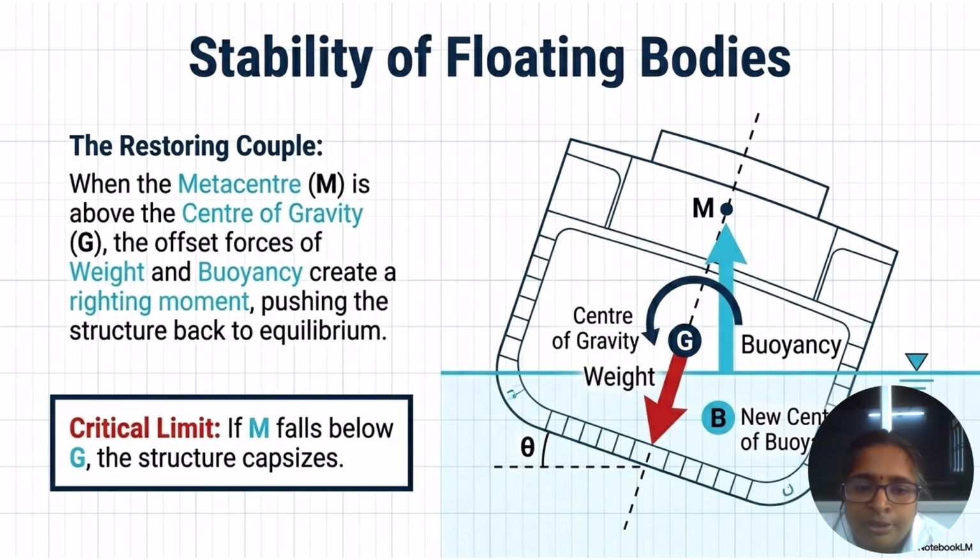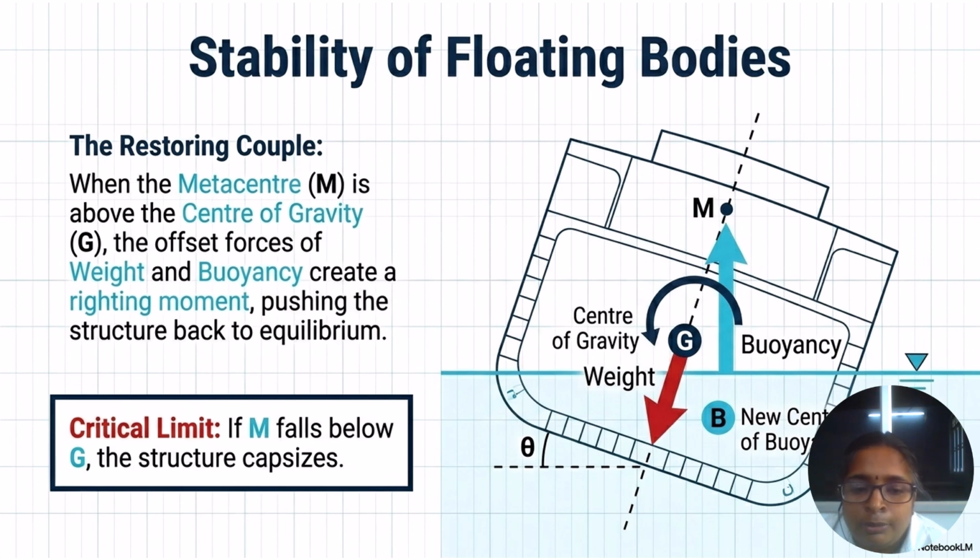The next one is stability of floating bodies. How is a body stably floating without sinking? The concept is the restoring couple. When the metacenter, denoted by the symbol capital M, is above the center of gravity, capital G, the offsetting forces, weight and buoyancy, create a righting moment, pushing the structure back to equilibrium.